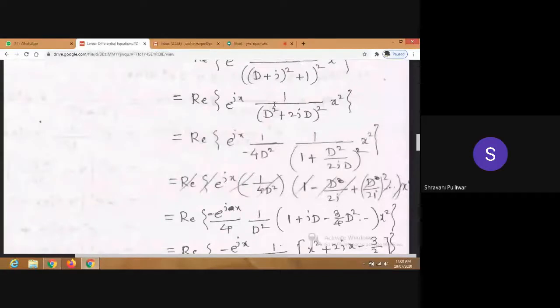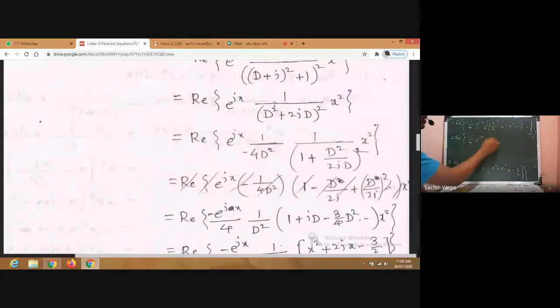So let us integrate it again. That is the real part of minus 1 by 4 e raised to ix. Integration of this again: x raised to 4 by 12, is it? 3 4s are 12. Plus i x cube by 3, minus 3 by 2 x square by 2, that is 3 by 4 x square. Please check now once again.